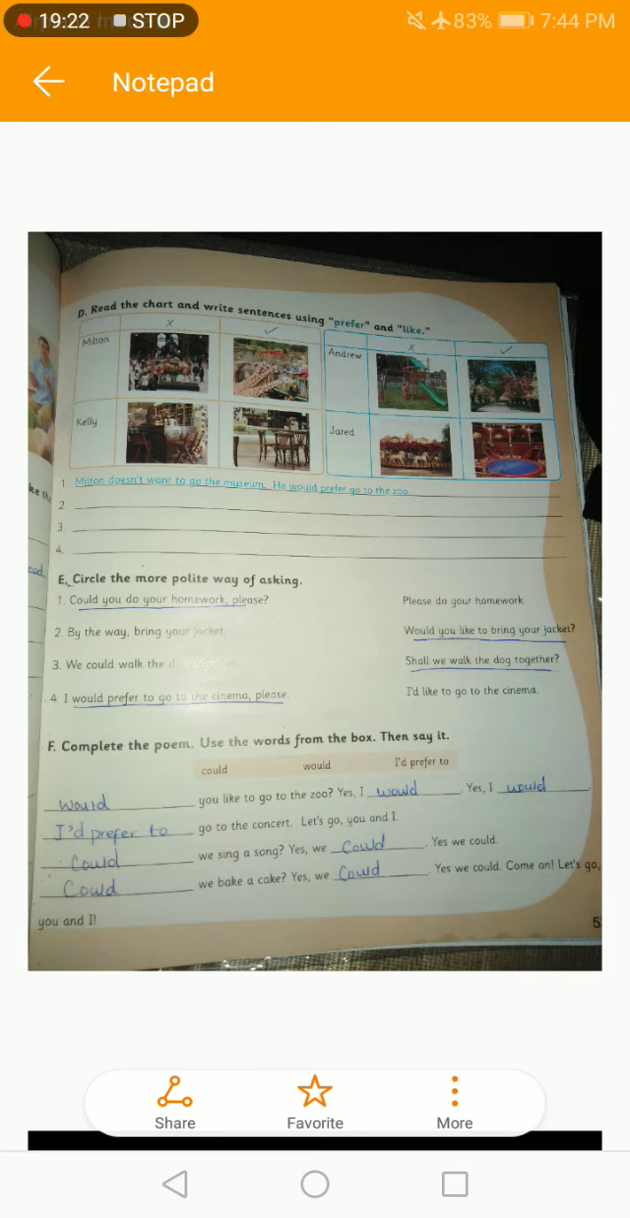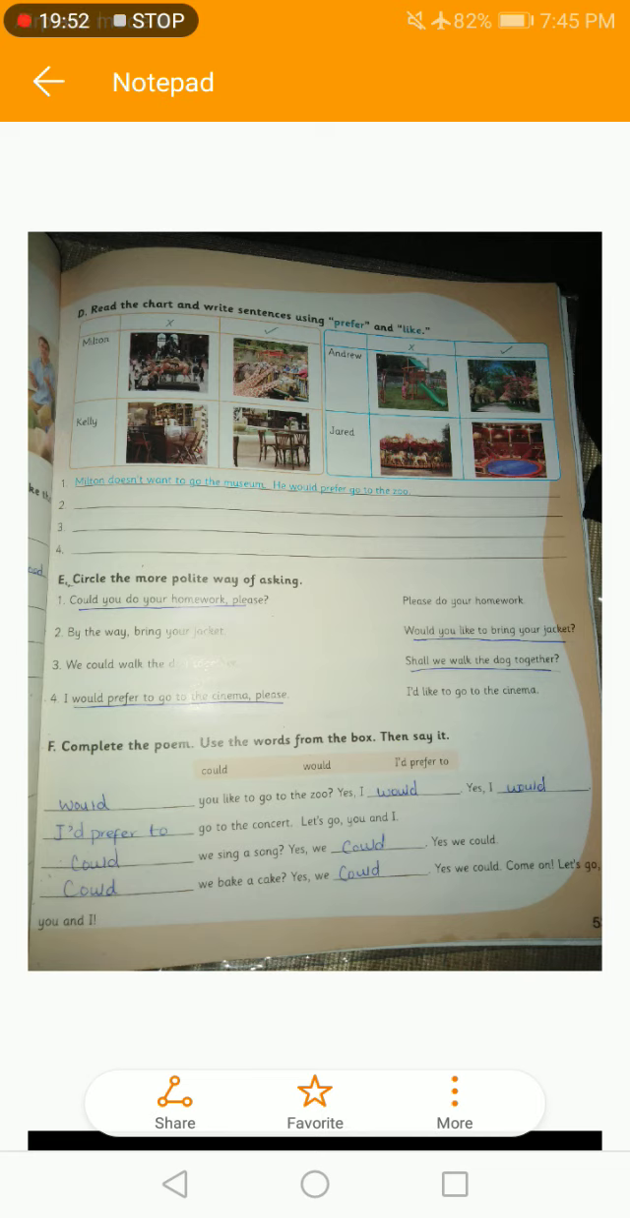Okay, now come to exercise F. Complete the poem. Use the words from the box: could, would, I would prefer to. Okay, the first one is dash you like to go to the zoo? Yes, I dash. So would you like to go to the zoo? Yes, I would. So in the first blank you have to write would.